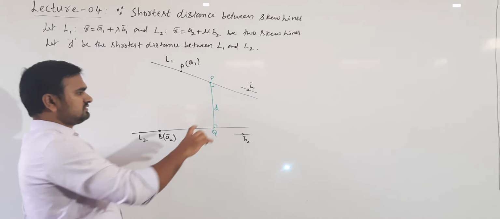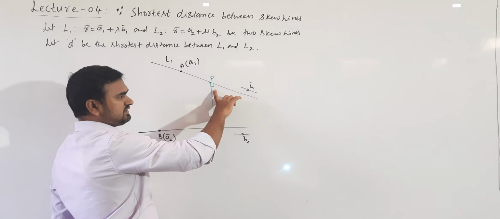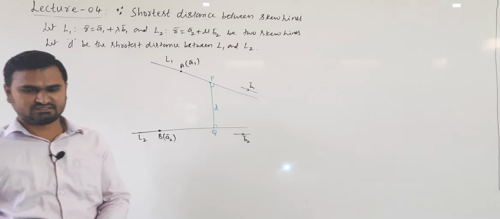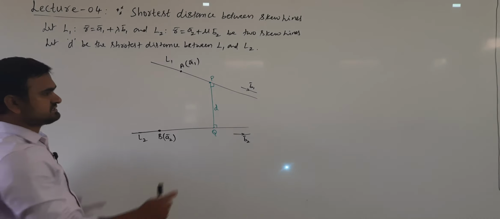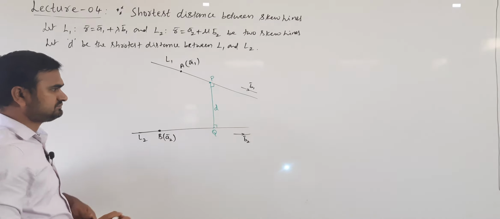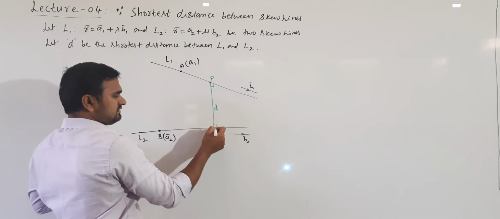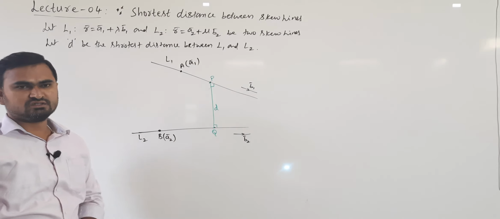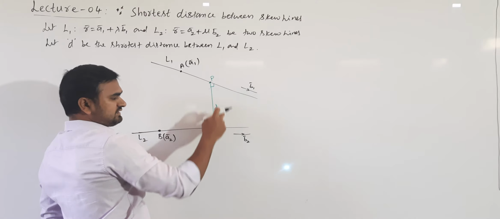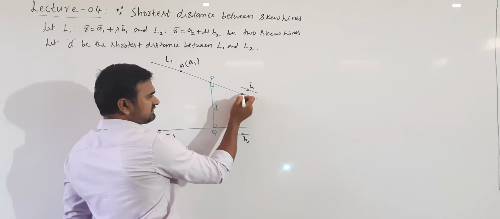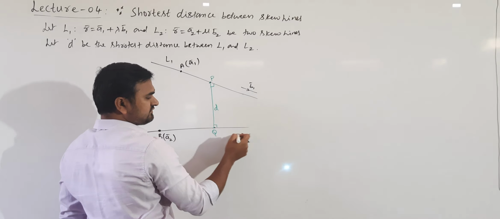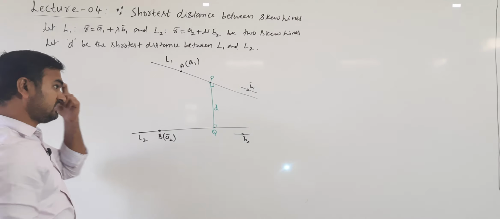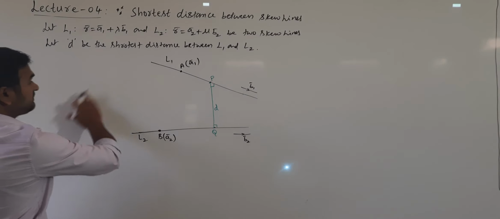Understand? If I measure the distance along a line which is perpendicular to both the lines, then that distance will be the shortest distance. Now see how to find this distance D. Clearly, first we need a normal vector which is perpendicular to both the lines L1 and L2. How do we take the normal vector perpendicular to both L1 and L2? It will be perpendicular to b1 and b2 also, because b1, b2 are parallel to these lines.